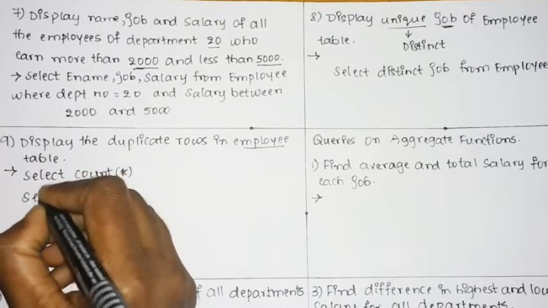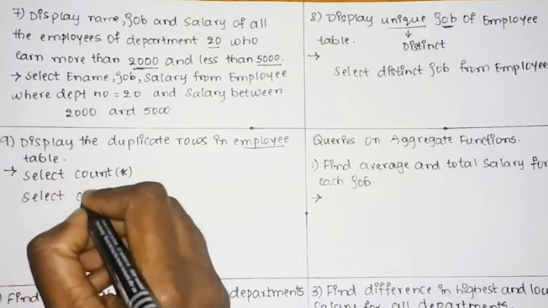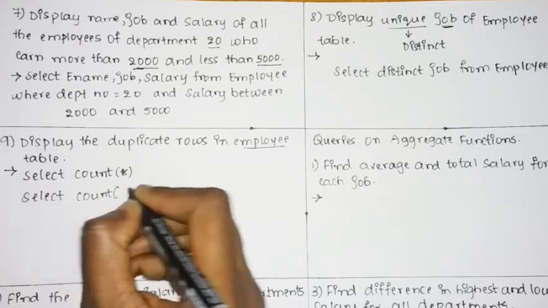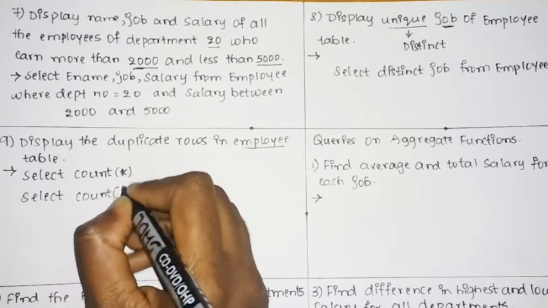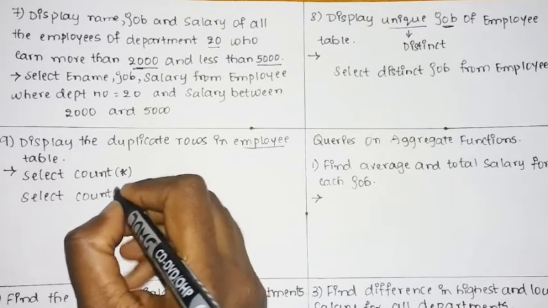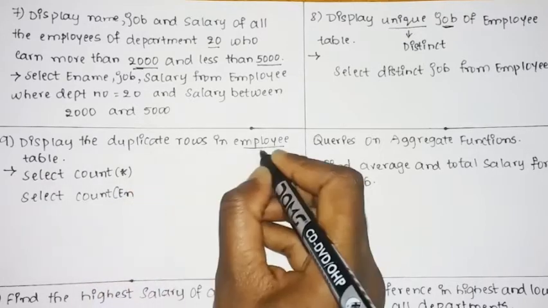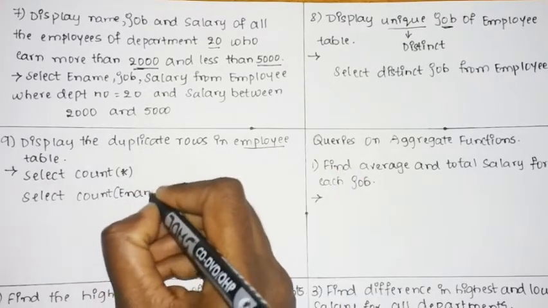For that purpose you are going to write select count of, followed by, here you can say star will display the entire row, but within that you just need the employee. So that is the name of the employee.